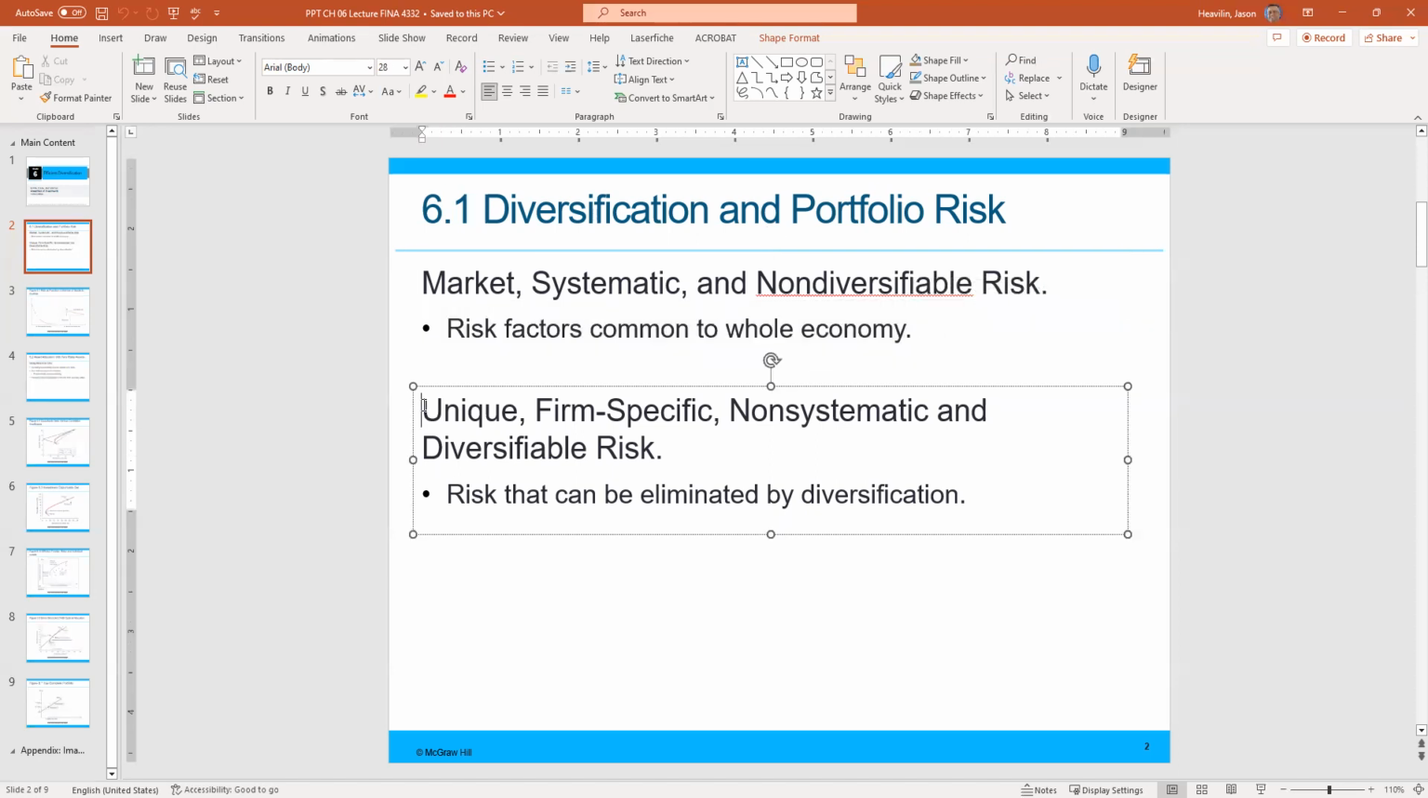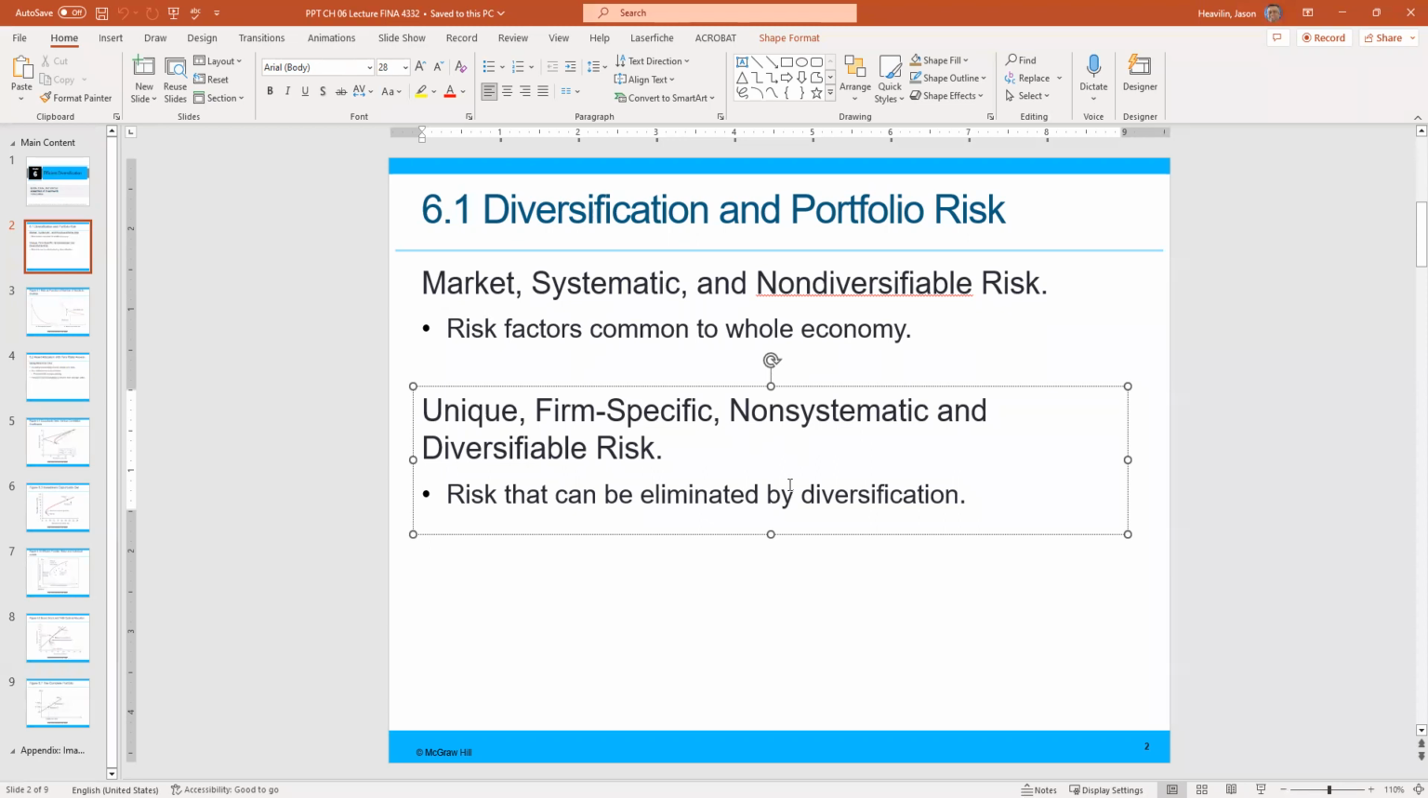Then we have what we call unique risk or firm-specific risk, or non-systematic risk, and also known as diversifiable risk. Once again, all these also mean the same: unique, firm-specific, non-systematic, diversifiable risk. Now, this is just risk that can be eliminated by diversification. We'll talk about that some more in a moment.